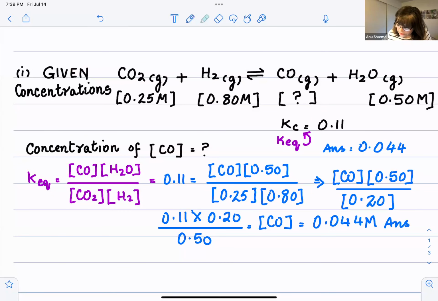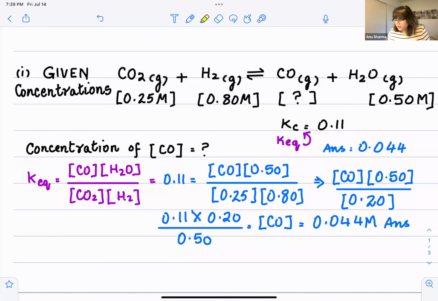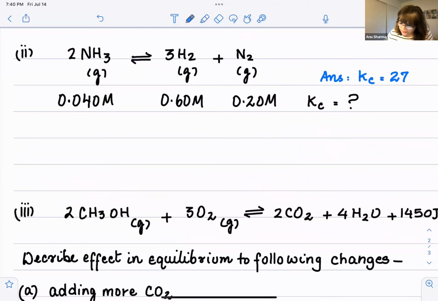So this type of question can be on the exam, where you will be given the concentrations, or you will be given the Kc value and find for the unknown. Okay, so that's one piece. Next, let's look at another one. Here you're given another reaction. Ammonia at equilibrium is giving hydrogen and nitrogen. So all of them are gases.